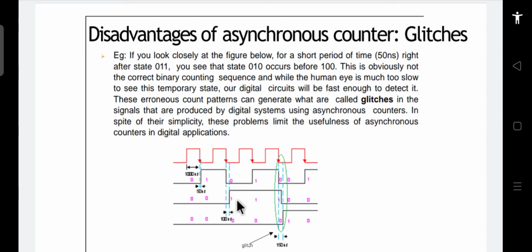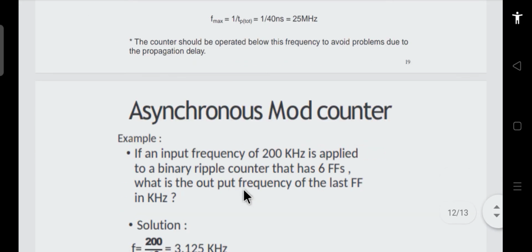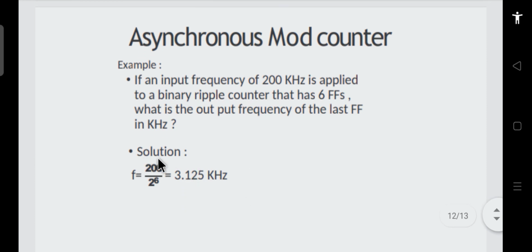Then the output of the second flip-flop will change again at half of the first flip-flop's frequency. Similarly you can see that the frequency is dividing, reducing continuously. As you move towards the MSB, the frequency at the output reduces by a factor of 2. So this same thing you can use here to solve this problem.